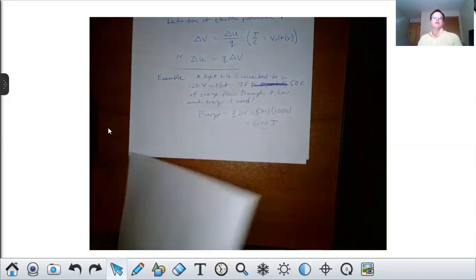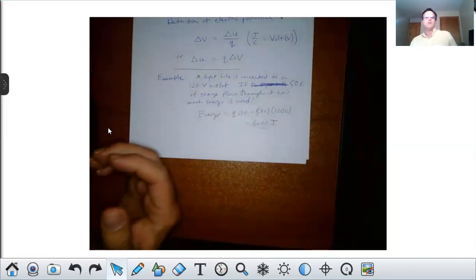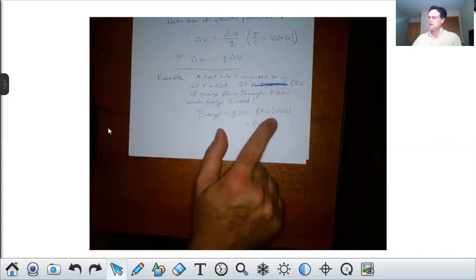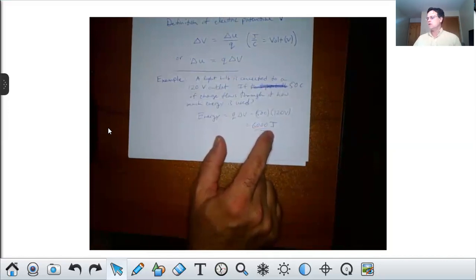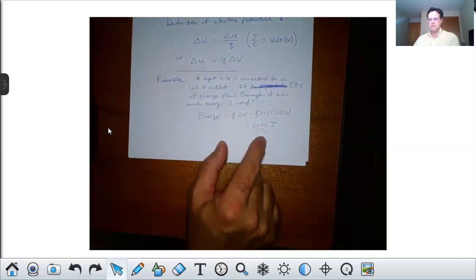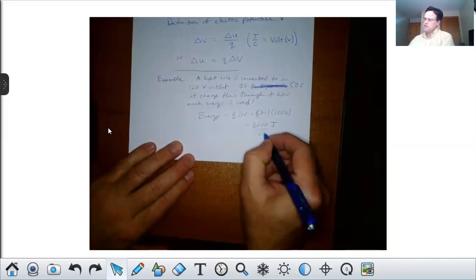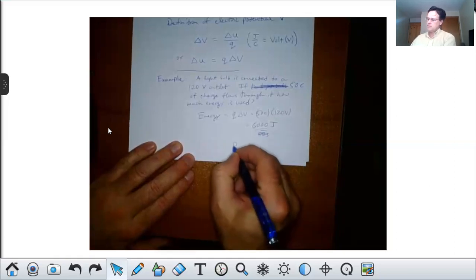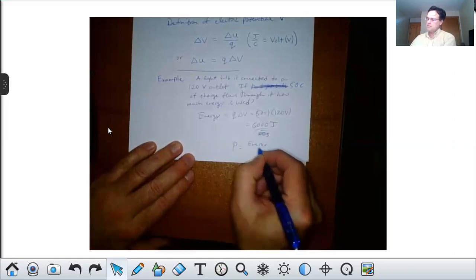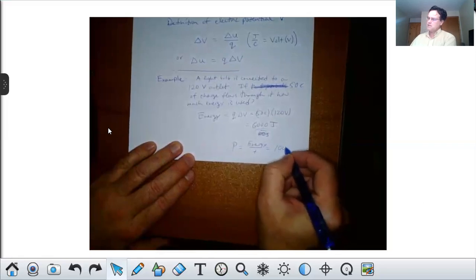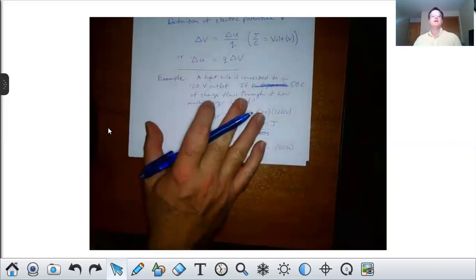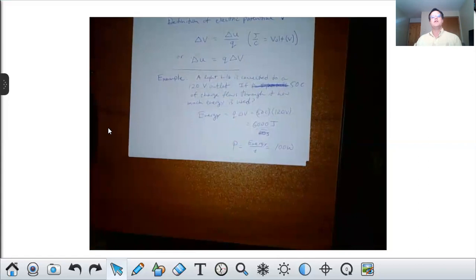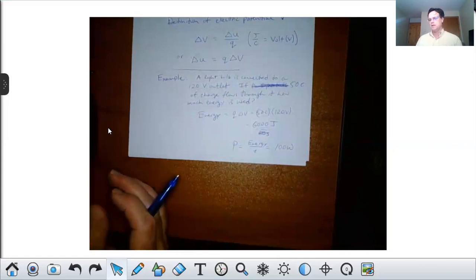Now the power would be related to the amount of time that that charge passed through the light bulb. Power is energy over time. So let's say it took 60 seconds for that charge to pass through. The power would equal energy over time, or 100 watts, if I took 6,000 joules divided by 60 seconds. So again, voltage is related to energy and power. It's an energy type of quantity.